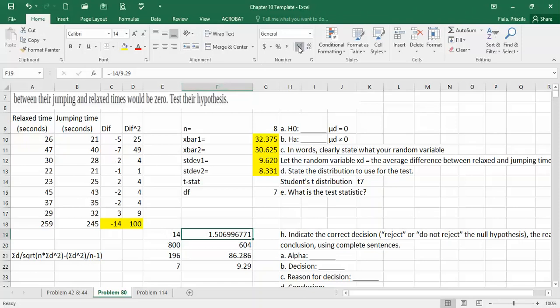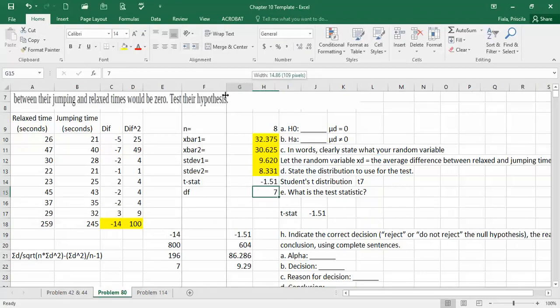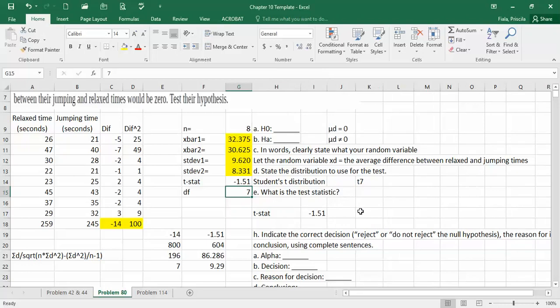And you should get a test statistic of minus, so a t-stat of minus 1.51. And now that's where I'm going to show you the little formula that I told you I would be sharing, so it can make it easier on you to find the p-value. So let's go ahead and calculate the p-value.